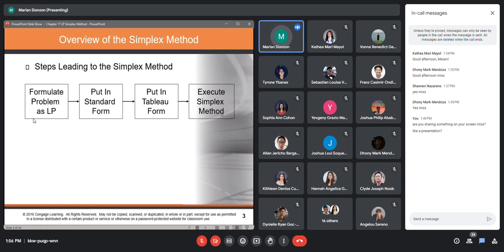So you formulate your linear programming problem. What you will do is construct a table wherein you put all the given data. But first of all, you have to determine what your variables stand for so that you will know how to formulate your objective function and your constraints. Then you transform it into standard form, then put it in tabular form, in matrix form, and then you execute using the simplex method.